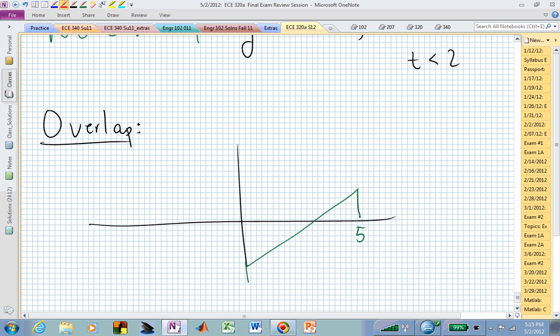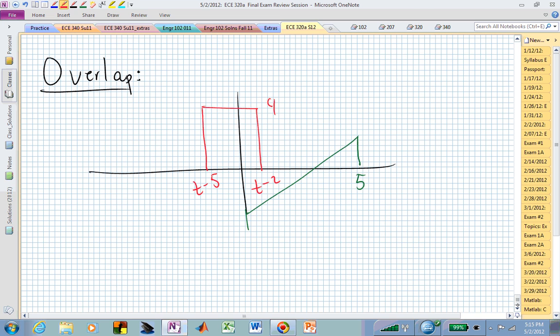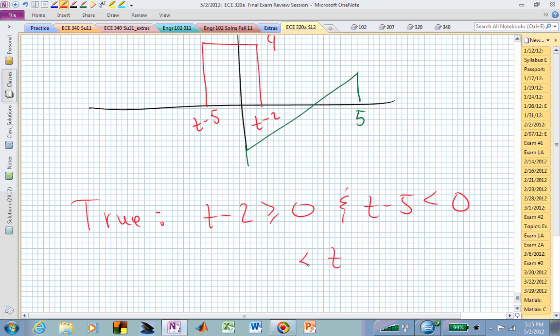We now have this picture. And what I like to do is distinguish between when this overlap picture is valid or true, and then what the functional form is in this picture. So my intervals and limits is what I'm looking at now. This picture is true when t minus 2 is greater than or equal to 0 and t minus 5 is less than 0. Or this pattern is going to be true as long as t is bigger than 2 and less than 5.